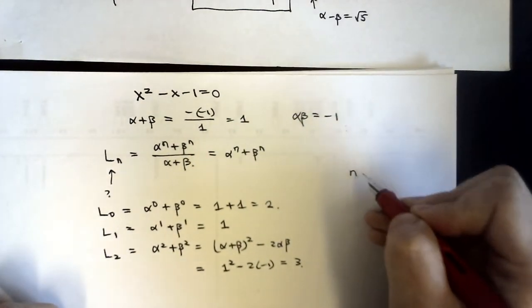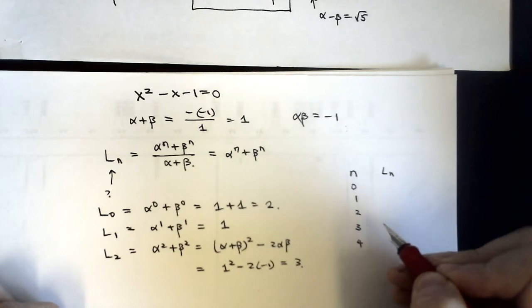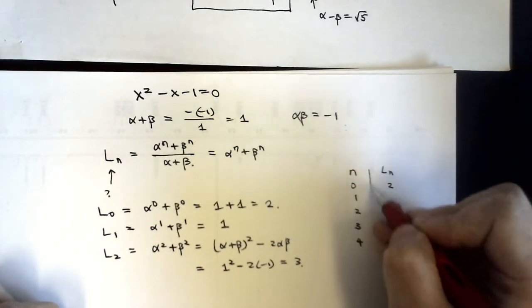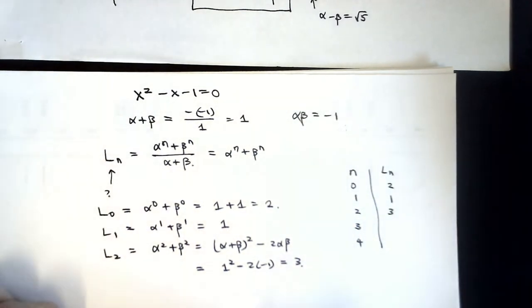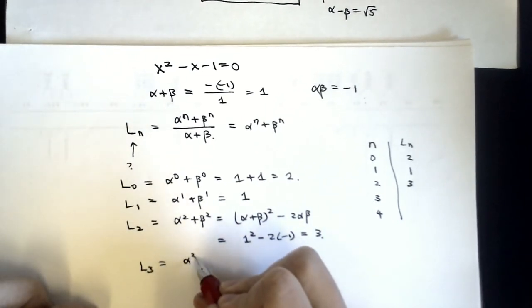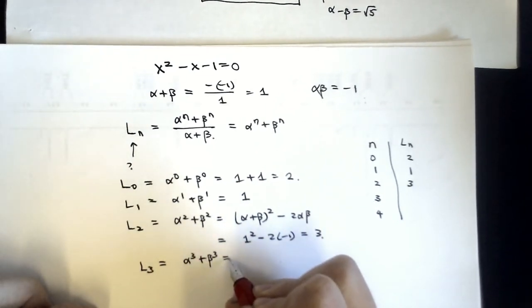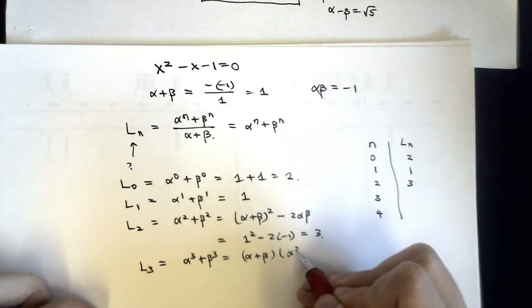So now n is 0, 1, 2, 3, 4. This is the Ln, we don't know. This is 2, this is 1, this is 3. So 2, 1, 3. What is L3? Basically you just do the direct calculations here, and then we know this can be factorized into this form.